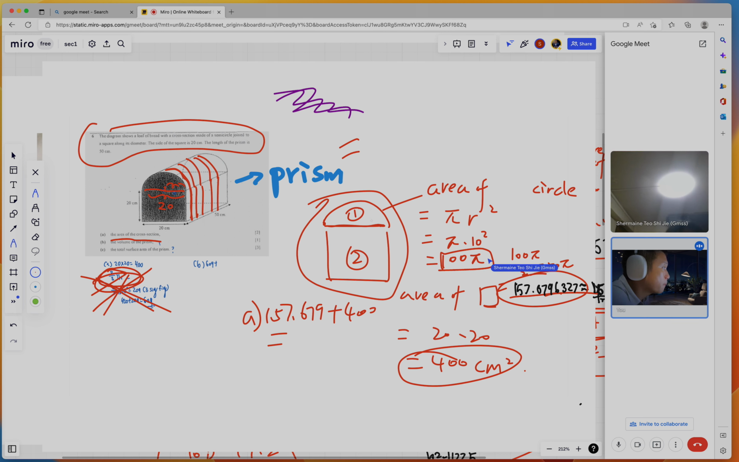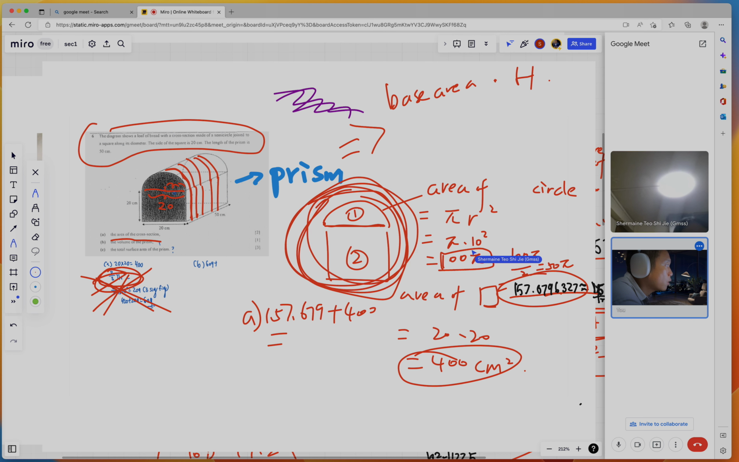Can you still remember? Can you remember or not? Volume of prism. Formula. You see, you cannot. Volume of prism is base area times the height. So the base area is, which one is the base? This one, no? The 1 and the 2, no? So it's from here. So it's 557.679. What's the height?